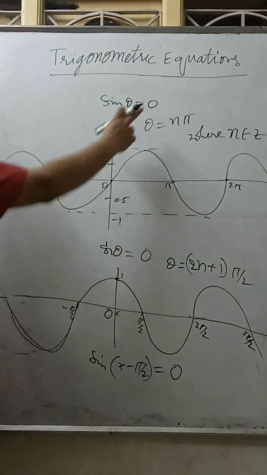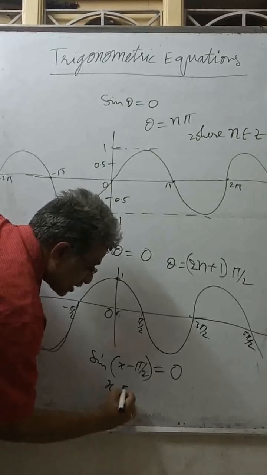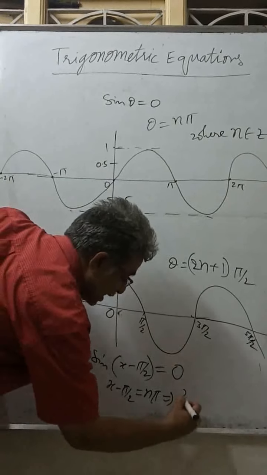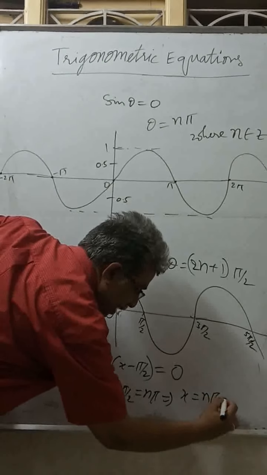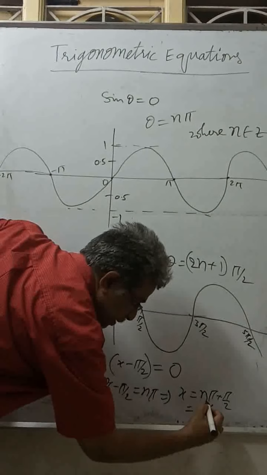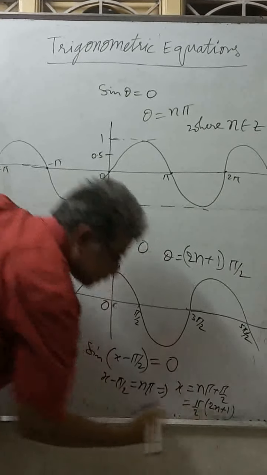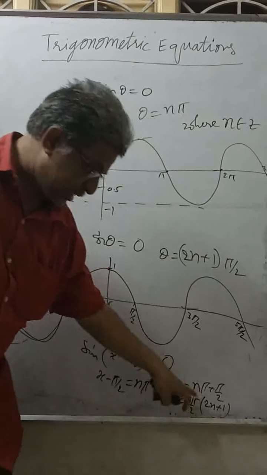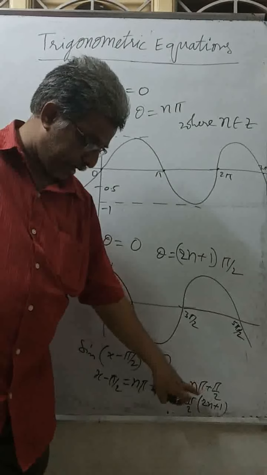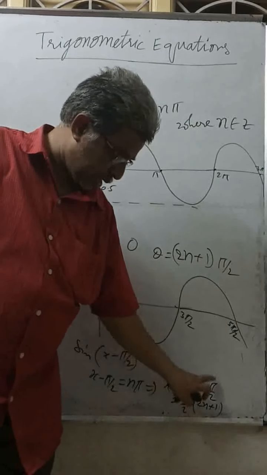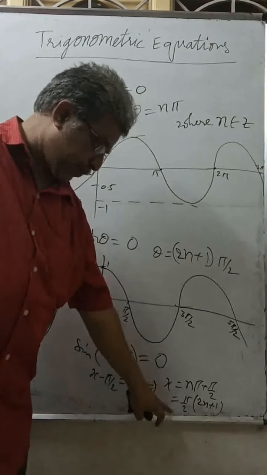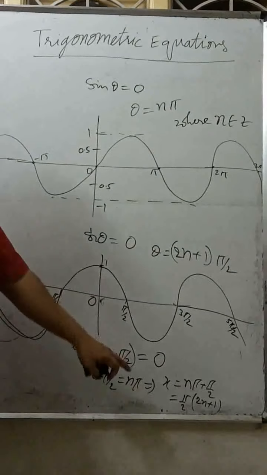Now it is 0, so according to the general solution of sin, x minus pi by 2 equal to n pi, which implies x equal to n pi plus pi by 2. If I take pi by 2 common from this, it becomes 2n plus 1. I am taking LCM as 2 and pi by 2 common. Here only n is there, no pi by 2, n pi. So taking pi by 2 common, this becomes 2n plus 1. So we are getting odd multiples of pi by 2. This is one another way of deriving it.